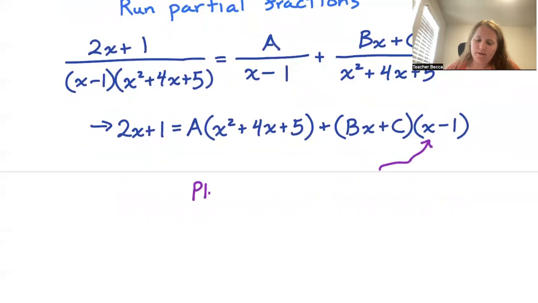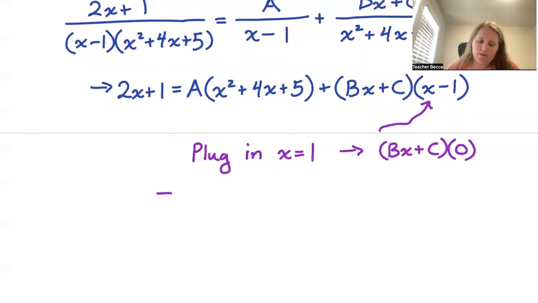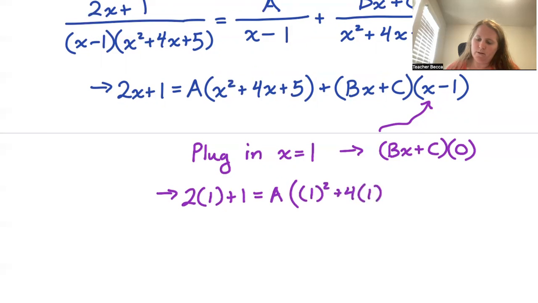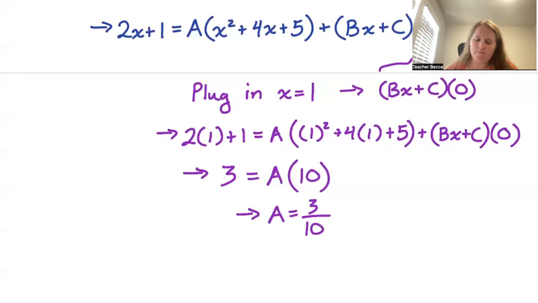If we plug in x equals 1, then we will have a Bx plus C times 0. And so we have 2 times 1 plus 1 is equal to A times 1 squared plus 4 times 1 plus 5 plus Bx plus C times 0. This means that 3 is equal to A times 10. And we get that A is equal to 3/10.